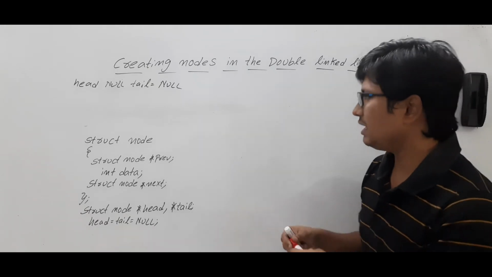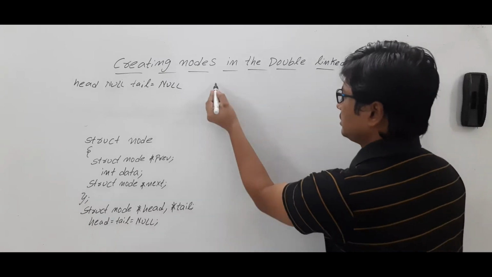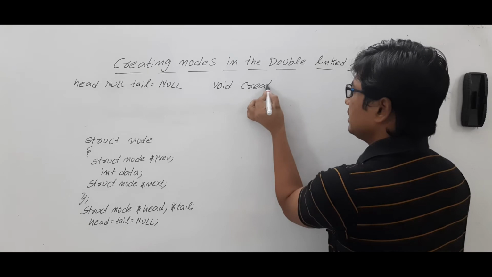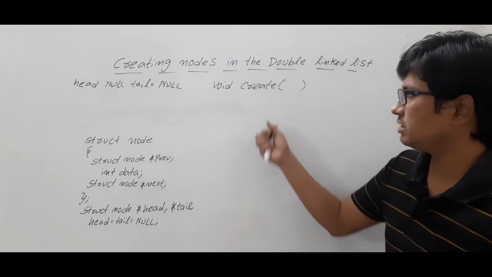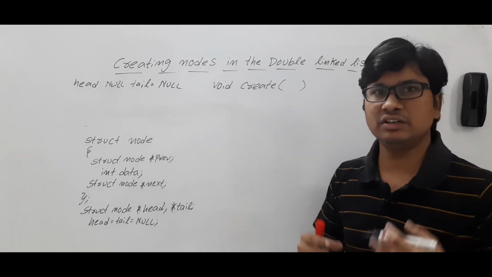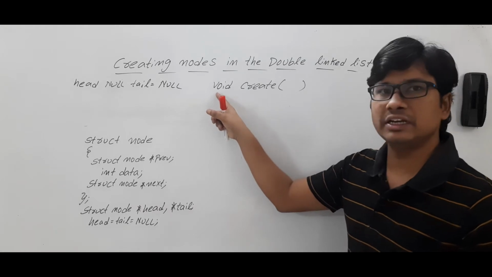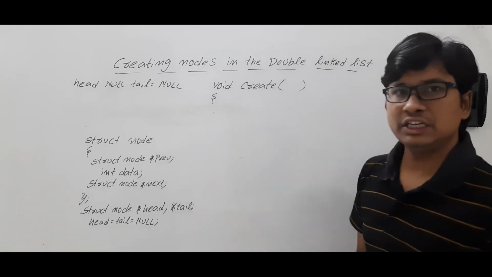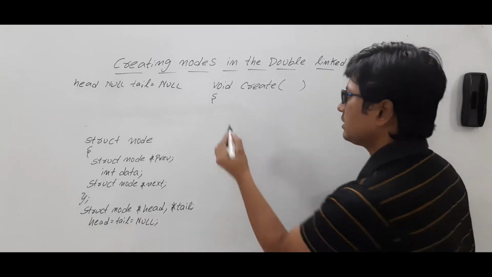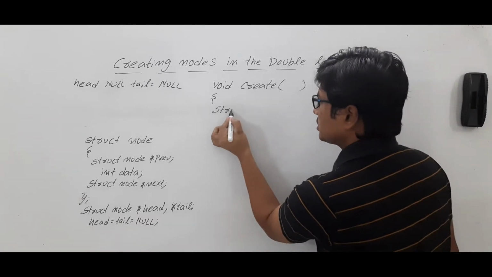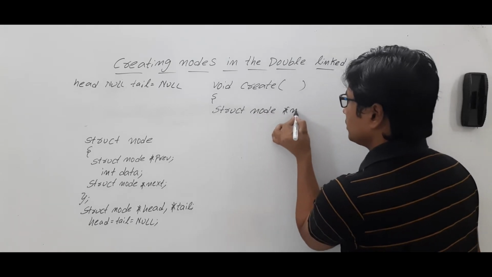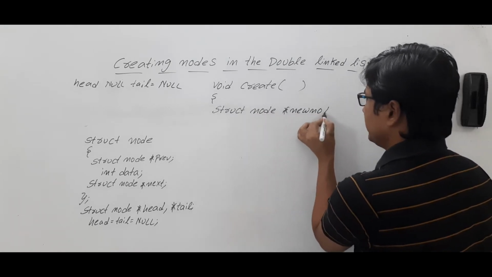So let me write the user defined function to create the node. void create. It is a user defined function and this function does not return any value, so that's why I mentioned the return type as void. Now to do that, first I need to declare a pointer. struct node star new node. So this new node is a pointer.